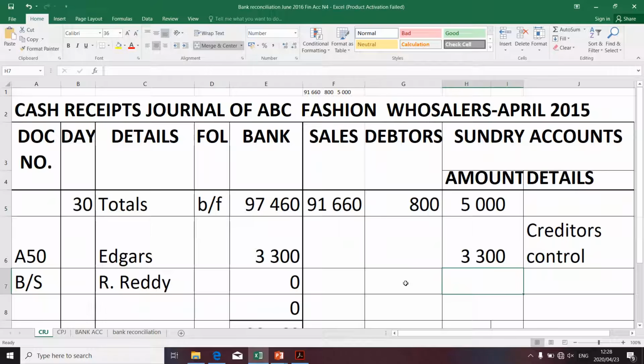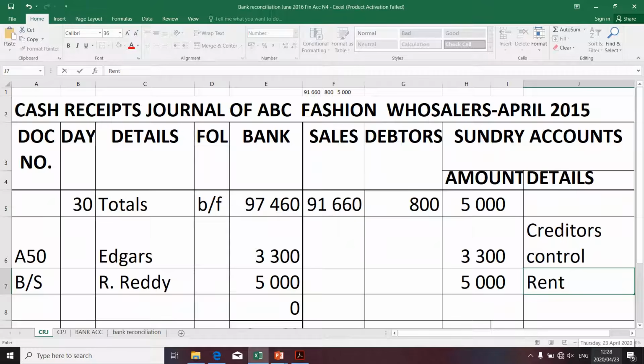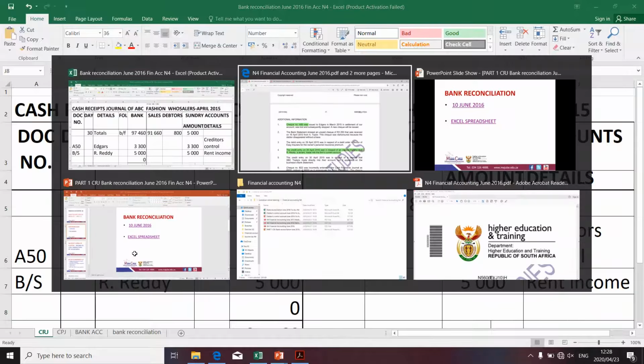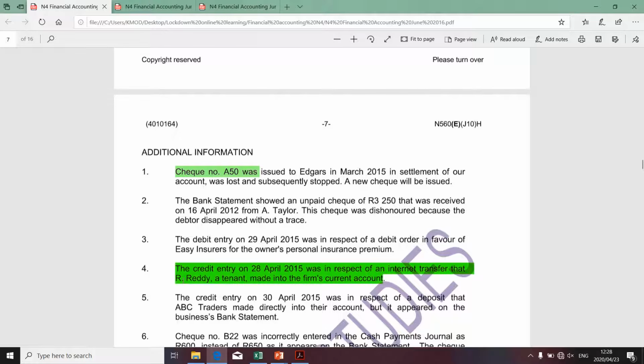The amount relates to rent because it's from the tenant. It doesn't relate to sales. It doesn't relate to debtors. Therefore, I'm going to take it to the sundries accounts. The amount is 5,000. The total amount in the bank column has been updated. And it relates to rent income because we're specifically told that it's from the tenant. There you go. Moving along swiftly, I'm going to go to the next transaction.